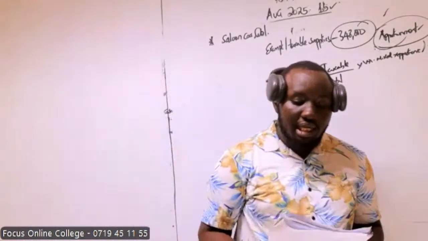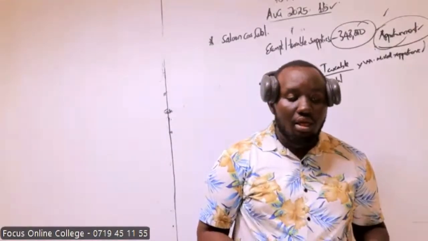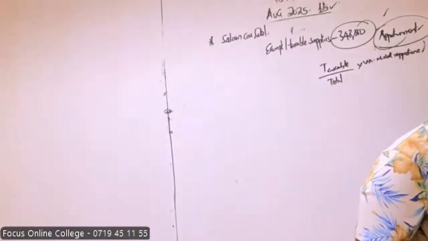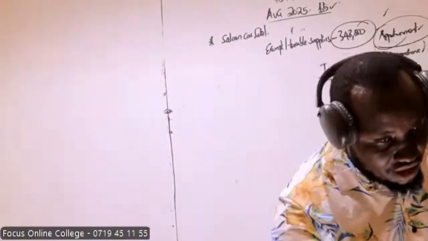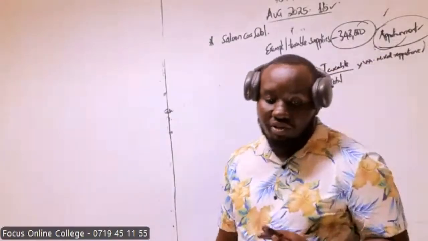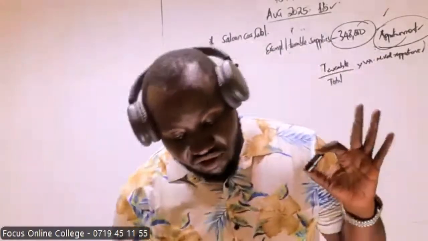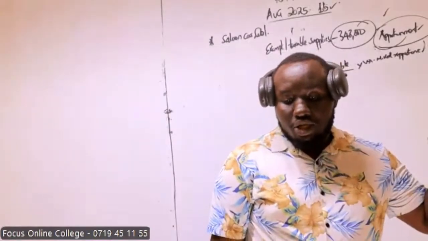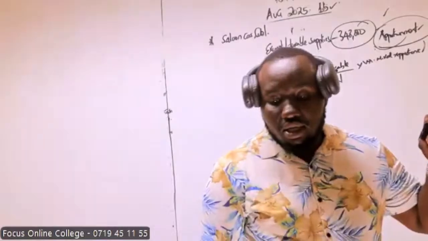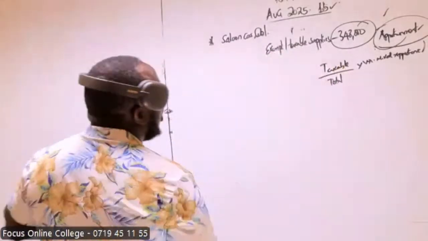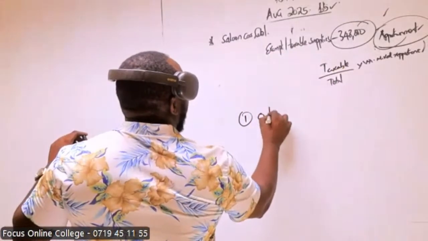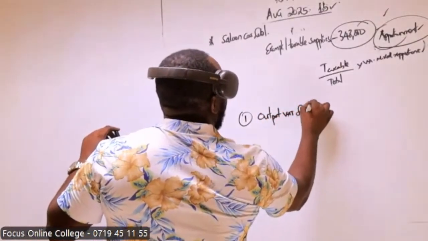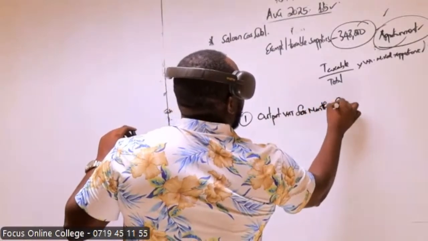So all 16% were applicable. When your total transactions are inclusive of VAT at the rate of 16%, what do we use? We use 16 over 116. I want us to do at least one before I give you a breather. Number one required: compute output VAT for the month of April.